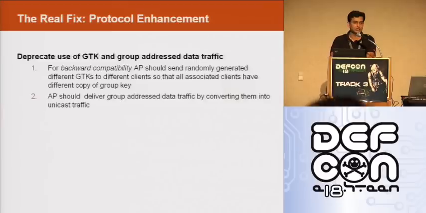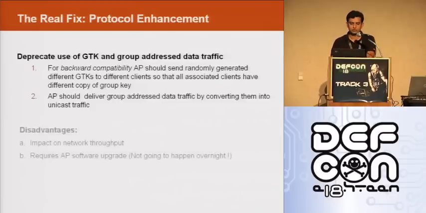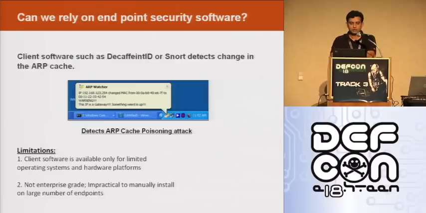all the countermeasure techniques. The real fix is basically fixing this problem in the protocol, and for that one can think of deprecating the use of GTK and group addressed data frames. The other solution is using endpoint security software like SNORT or ARP Watch, which detects changes in the ARP entry, but there is a limitation of this software. It is not available for all kinds of Wi-Fi devices.